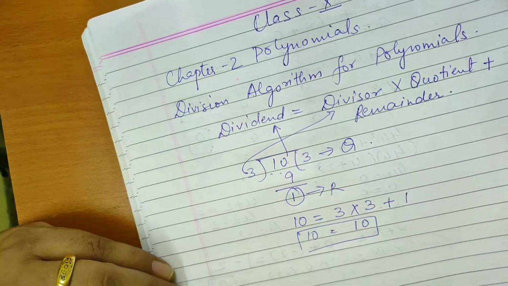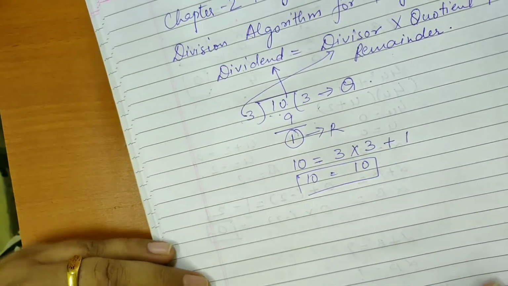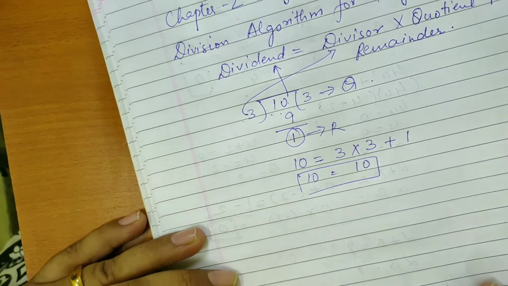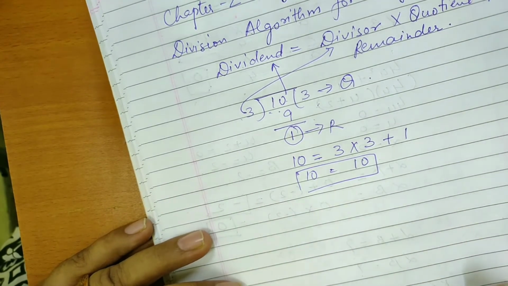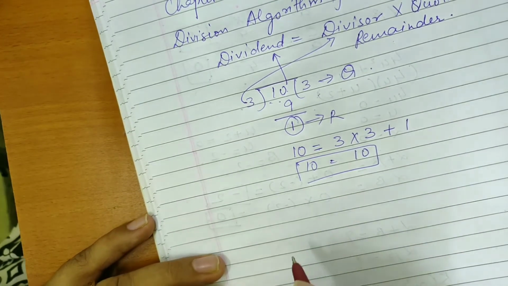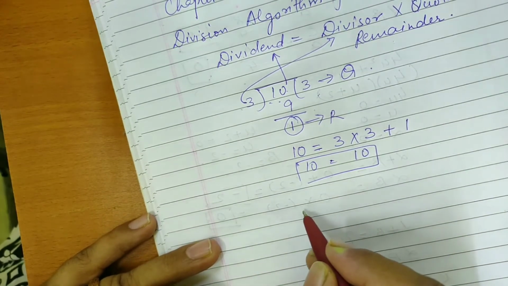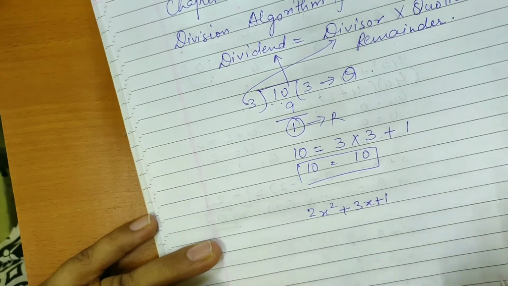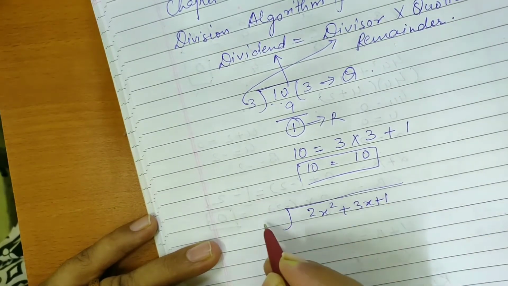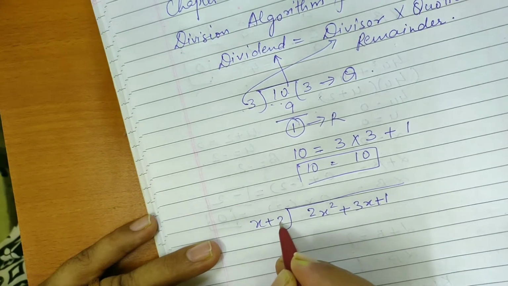So today we are going to prove it. For that, you should first of all know how to divide a polynomial by another polynomial. This is important. So let's start with a very basic example. Let my dividend be 2x square plus 3x plus 1. I have to divide it by x plus 2.